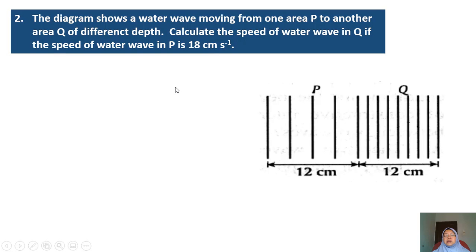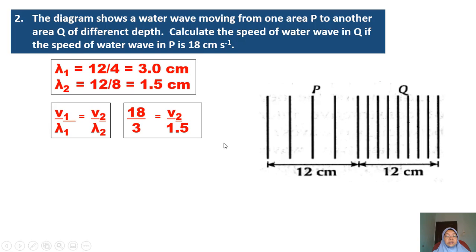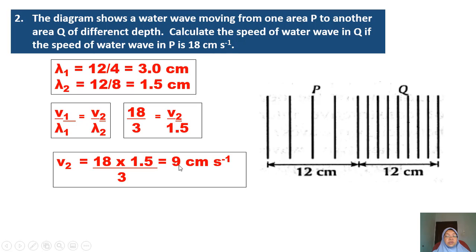So lambda 1 equals 12 divided by 4, which is 3 cm. Here we have a smaller lambda. The length is still 12 cm, but we have 1, 2, 3, 4, 5, 6, 7, 8 lambda. So 12 divided by 8 is 1.5 cm. Use the formula V1 over lambda 1 equals V2 over lambda 2. V1 is 18, lambda 1 is 3, V2 is unknown, and lambda 2 is 1.5. So we calculate and get 9 cm per second.